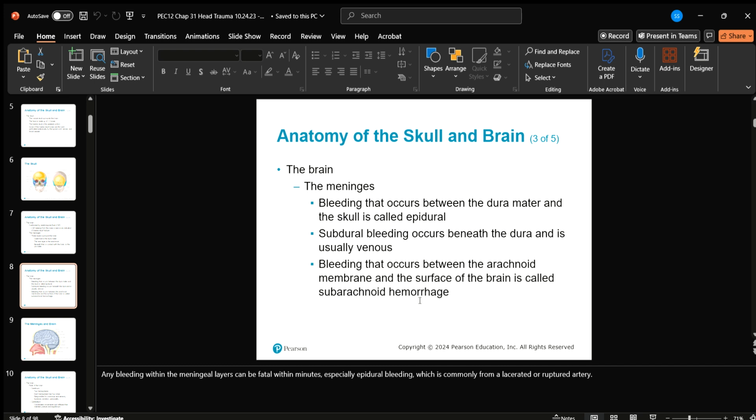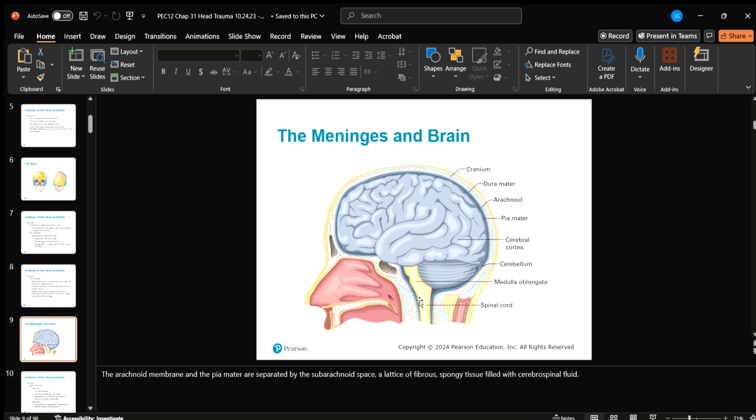Subdural, below dural, occurs beneath the dura, and it's typically venous in nature, so it's probably a slower bleed. Bleeding that occurs between the arachnoid membrane and the surface of the brain is called subarachnoid. Like I said, more definitively, we need an MRI to say exactly where these bleeds are coming from, but this is just an idea: epi meaning above, sub meaning below, so you can figure out for yourselves where the bleeding is occurring.